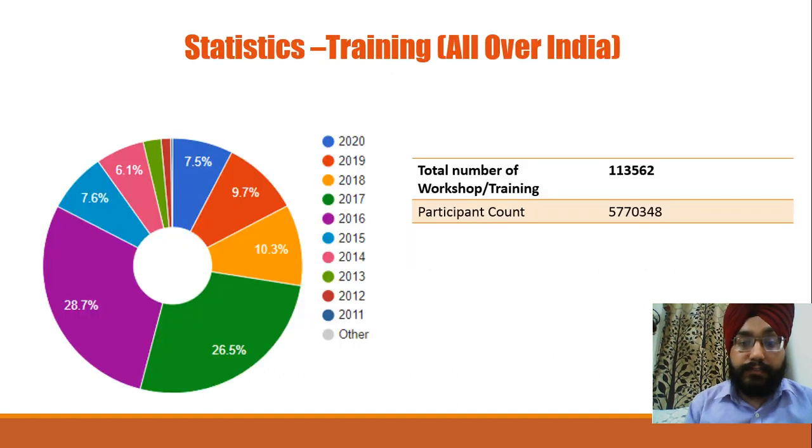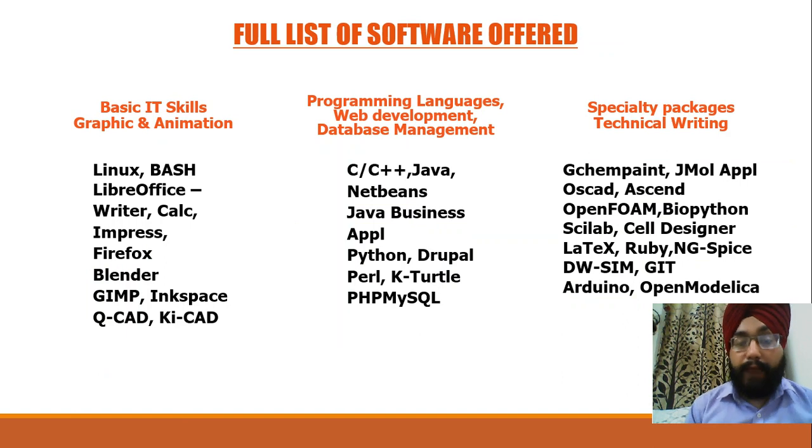So this is the statistics all over India: we have trained more than 57 lakh participants, and the number is continuously growing. And this is a list of software which we are offering. We have a category of basic IT skills, graphics and animation. In that you can choose Linux, Bash, LibreOffice, Firefox, Blender, GIMP, Inkscape, QCAD, KiCad. So all these courses are there, and we have almost all the programming languages, starting from C to Python, Perl, Drupal, PHP, MySQL.